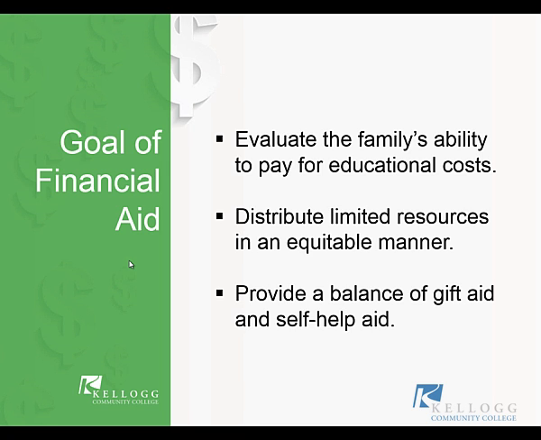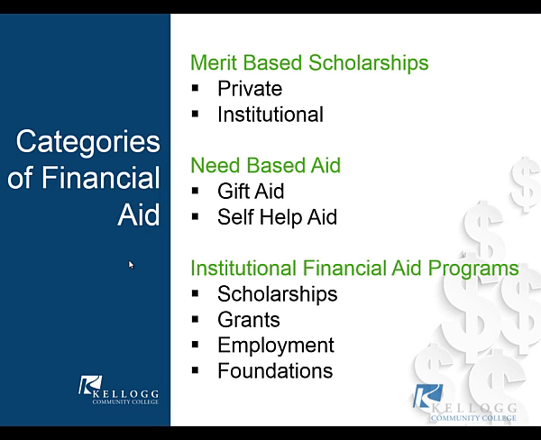The goal of financial aid is to evaluate the family's ability to pay for educational costs, at the same time distributing limited resources in an equitable manner, which means that each institution may have a pot of money that they have to distribute in a fair and equitable manner. It also helps provide a balance of gift and self-help aid, which we'll discuss the difference of in just a moment.